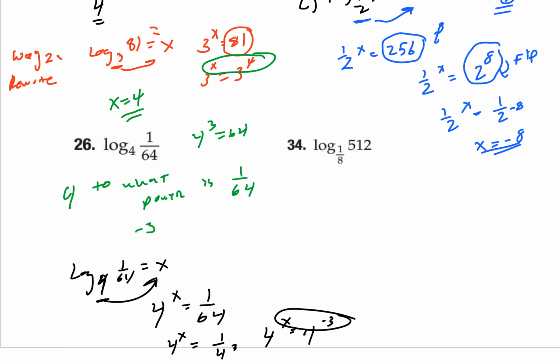Let's go to this last one here. So again, you go 1/8 to what power is 512. And just like before, it's a fraction, so I gotta flip it, so it's going to be negative no matter what my answer is. And then 8 to what power equals 512, that is -3. So that's always way one. Way one's just looking at it and understanding what it's asking. It's asking this to what power equals that, and then trying to figure it out. Way two is a little more mathematical, right? Way two just says set equal to x and rewrite it.